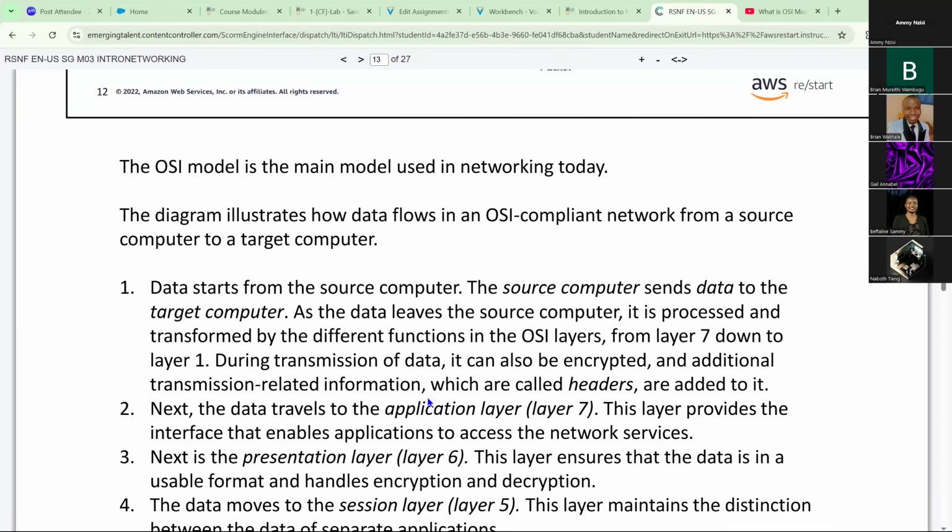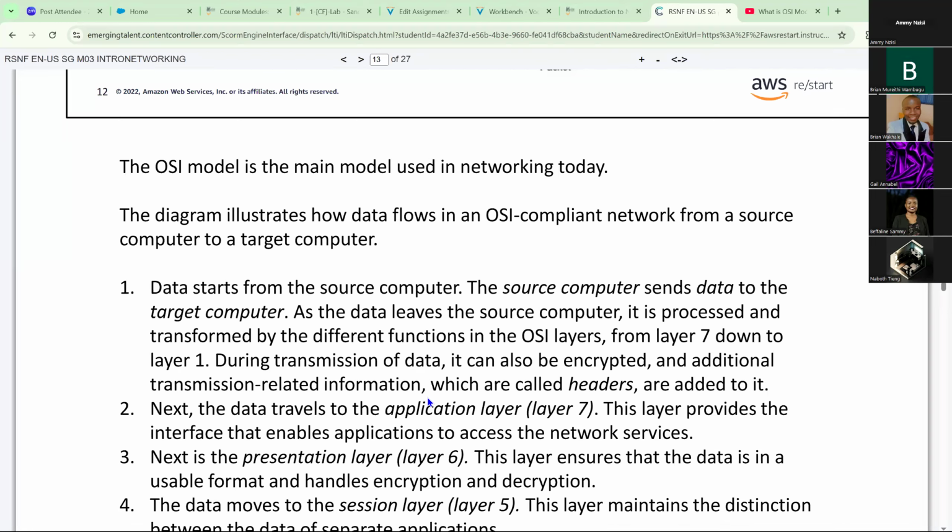As the data leaves the source computer, it is processed and transformed by the different functions in the OSI model from layer 7 down to layer 1. During transmission of data, it can also be encrypted, and additional transmission-related information can be added to it. This information is what we call headers. So aside from encryption, headers can be added to your data.